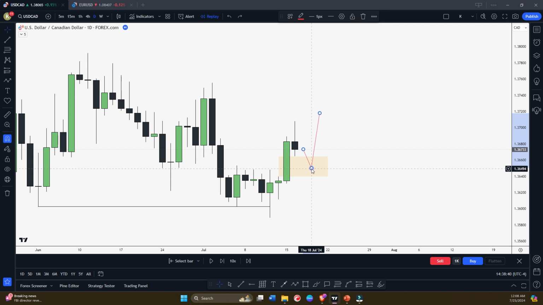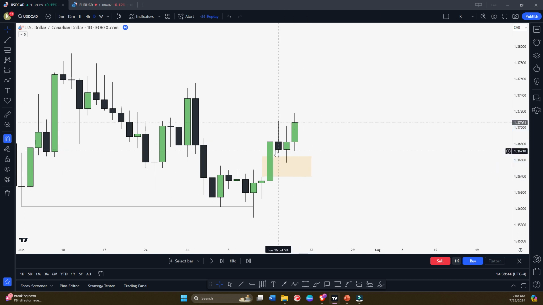So I hope it is clear to you guys. Here you can see we tapped this daily fair value gap in this candle, and we have formed this swing low pattern at a key level, right? So on the fourth candle, you can still look for the continuation to the upside.